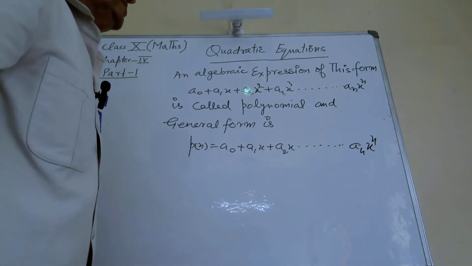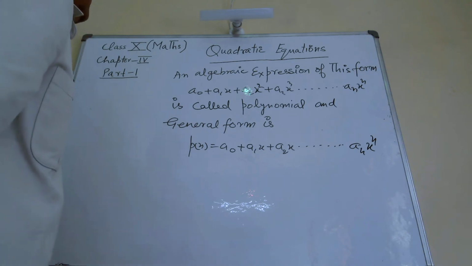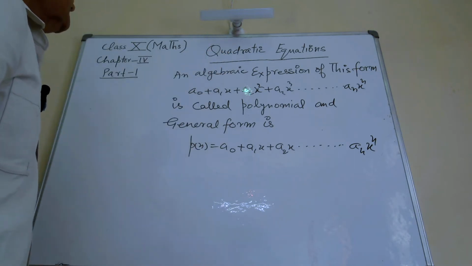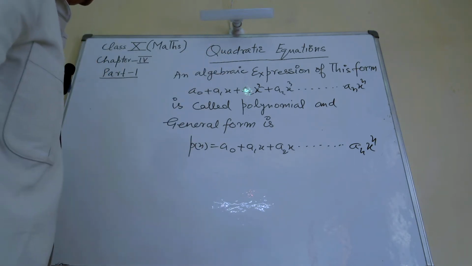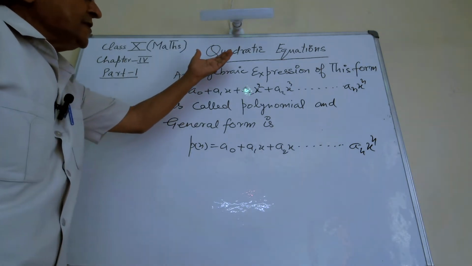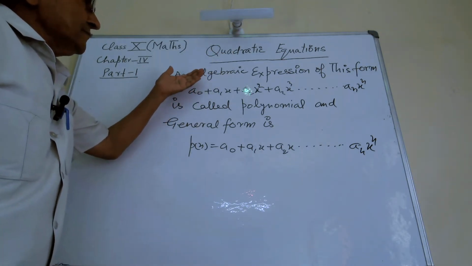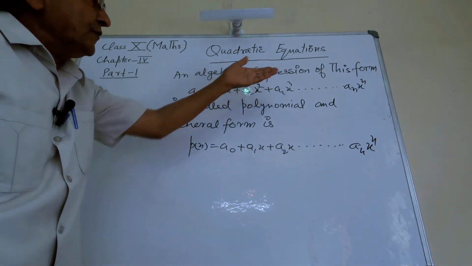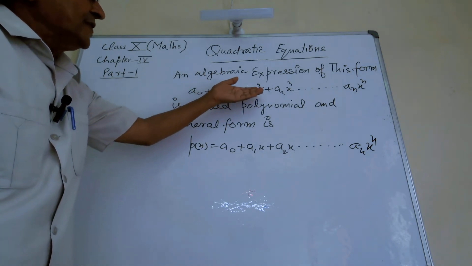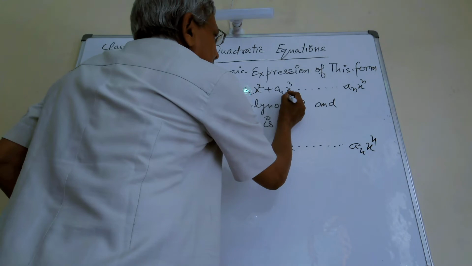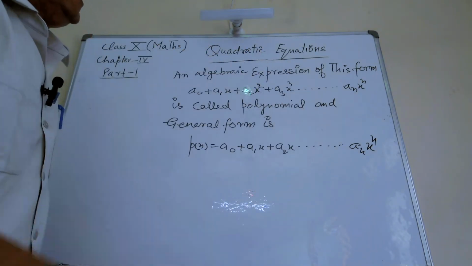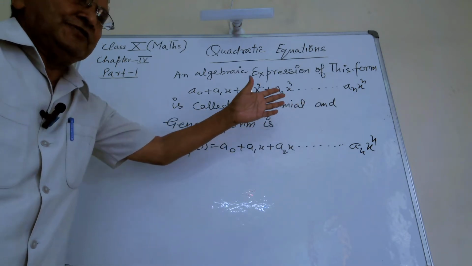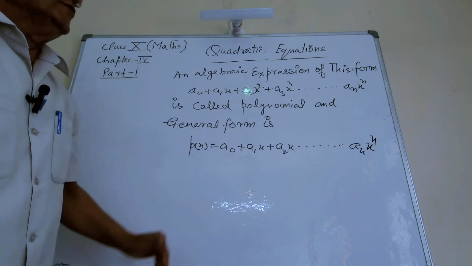My dear students, today I am taking the fourth chapter of 10th class, that is quadratic equation, first part. First, before quadratic equation, I am going to tell you the definition of polynomial. An algebraic expression of this form a0 + a1x + a2x² + a3x³ + ... + anxⁿ is called a polynomial, as I have already defined in the polynomial chapter.